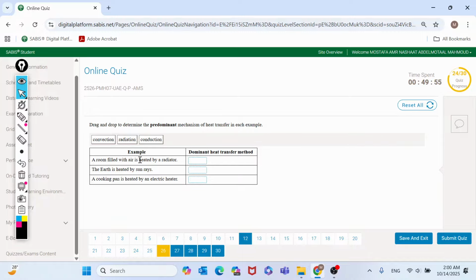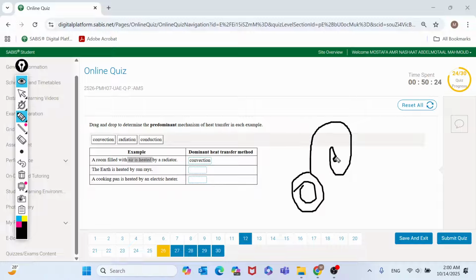A room filled with air is heated by a radiator. The Earth is heated by sun rays. Oh, wait, guys, my mistake. This one's convection, because it's a room filled with air. Let's say this is the radiator. It's heating the air around it, so the air is hot, so it goes up and makes convection currents. My bad, guys. Just ignore that I said use your eyes. Earth heated by the sun rays, that's radiation, because only radiation can travel through a vacuum.